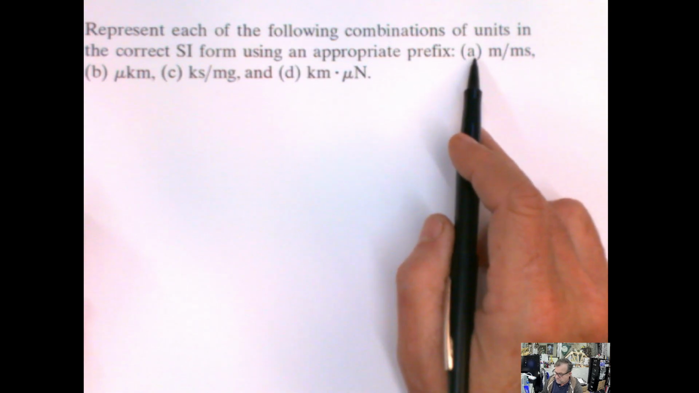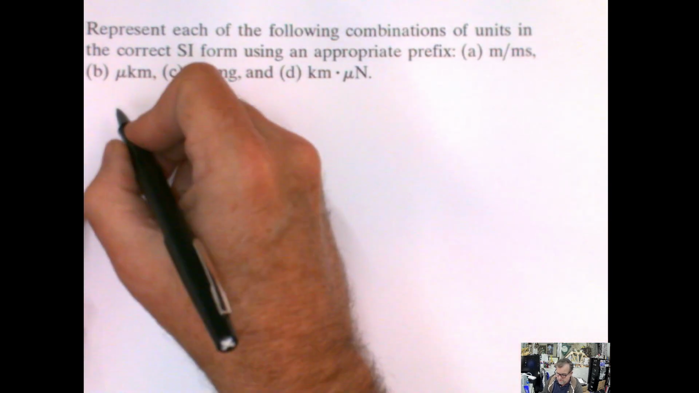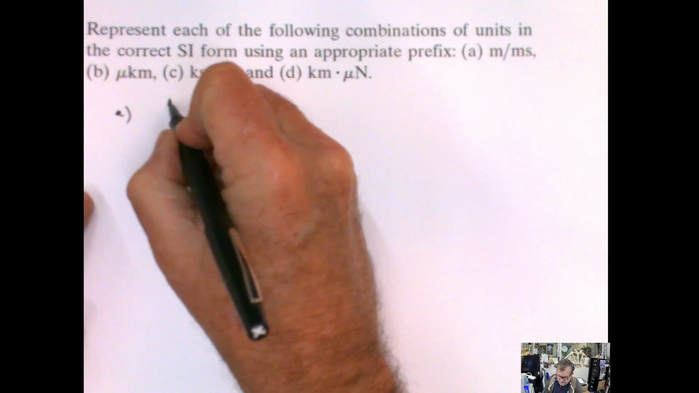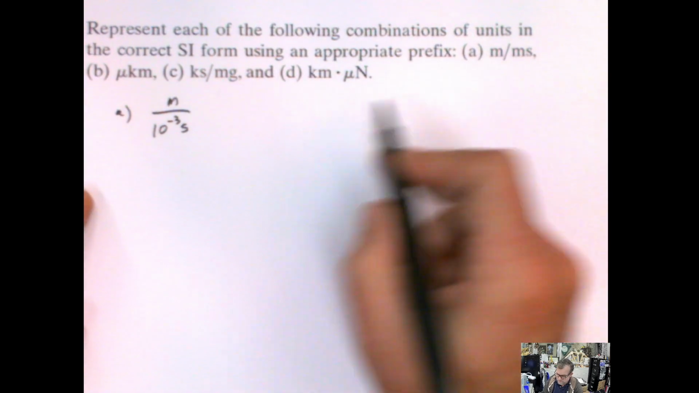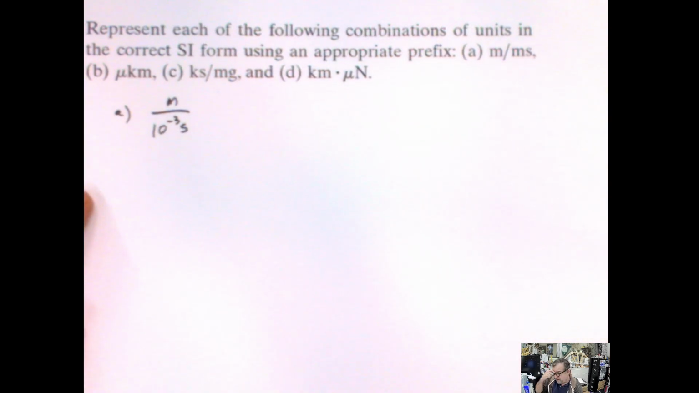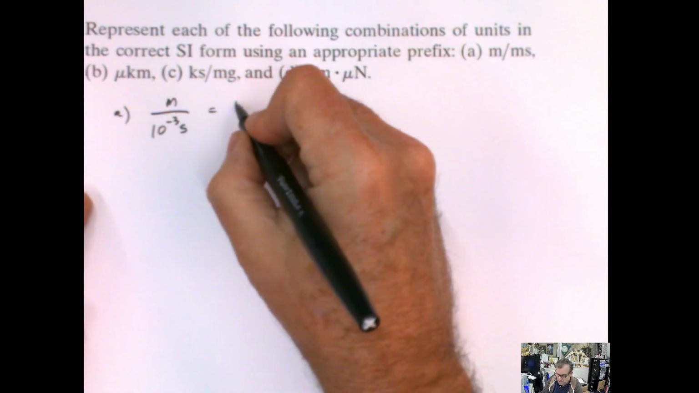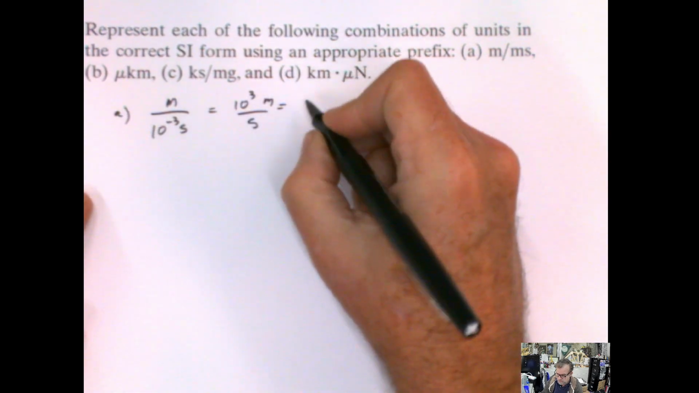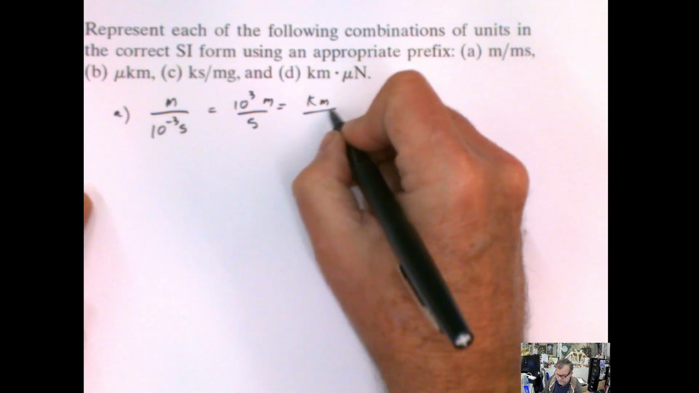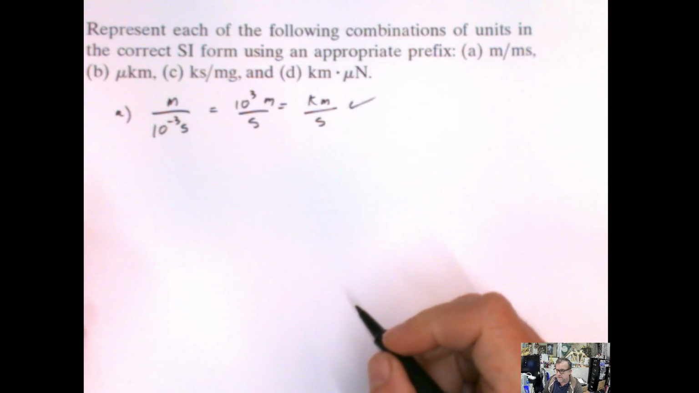So this is meter divided by milliseconds. So meter divided by millisecond, 10 to the negative 3 seconds. Remember, no units at the bottom. That's a big no-no. Pass this to the top. 10 to the third meter divided by second. And 10 to the third meter is kilometers per second. Done. Look how easy this is.